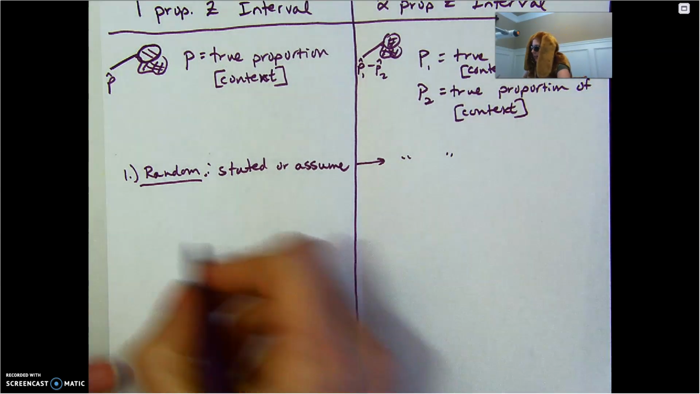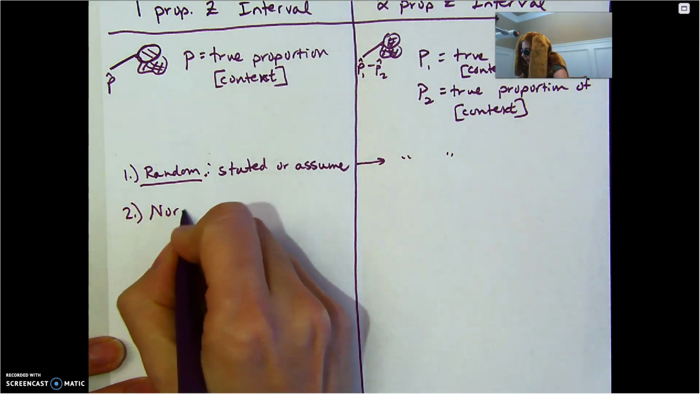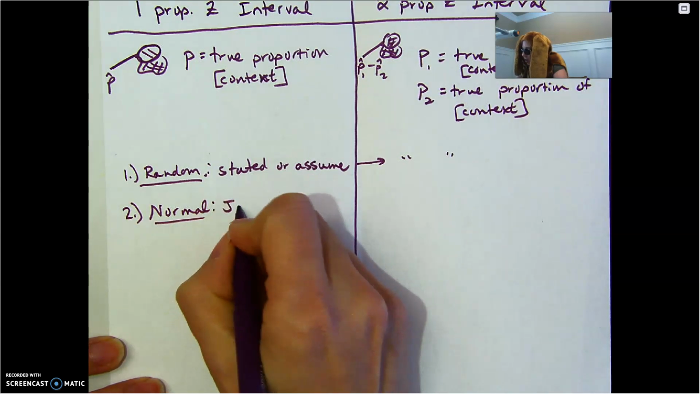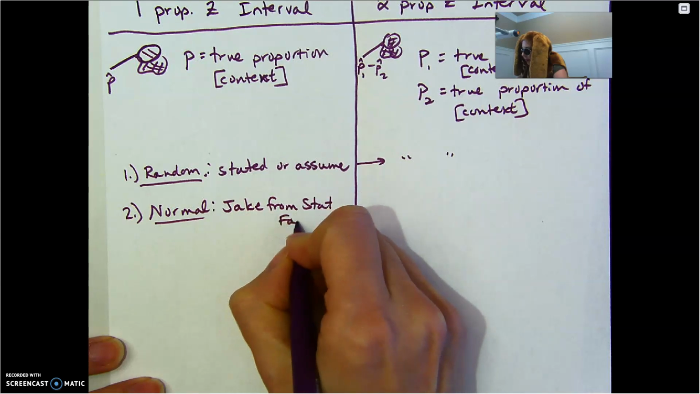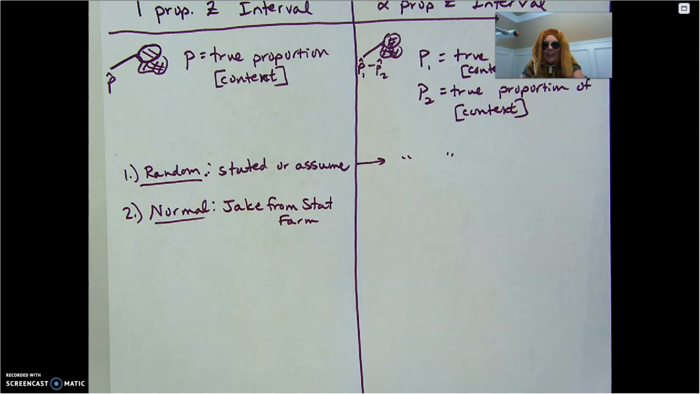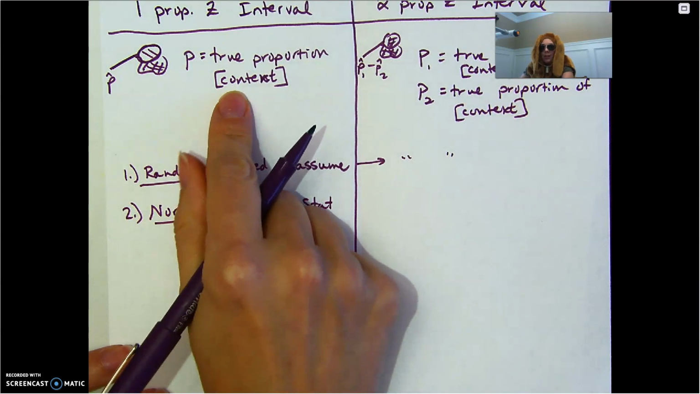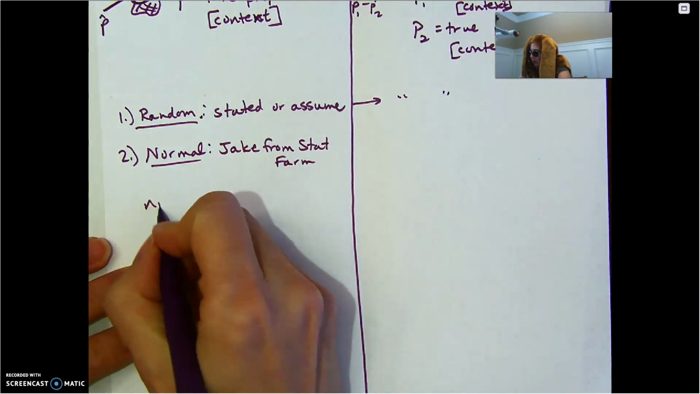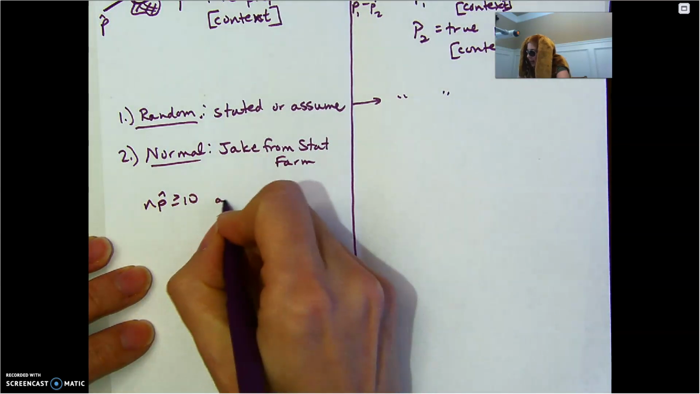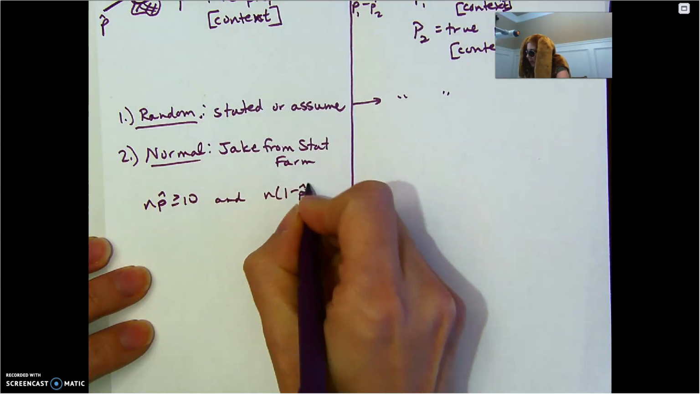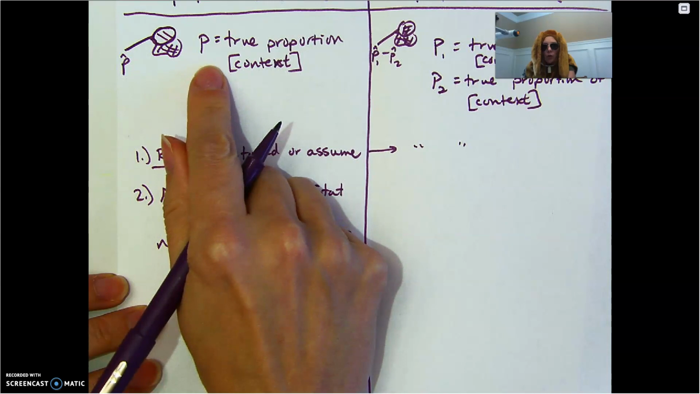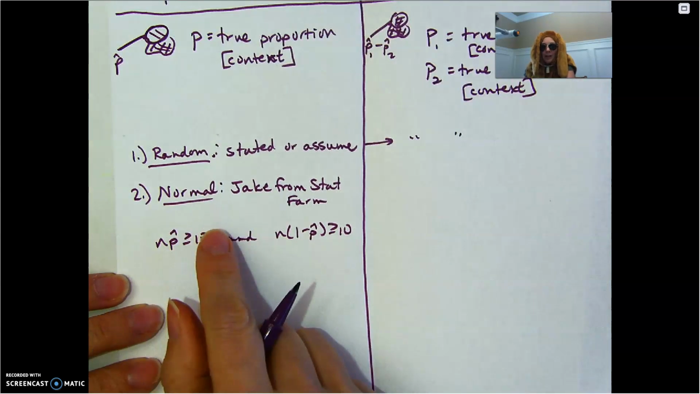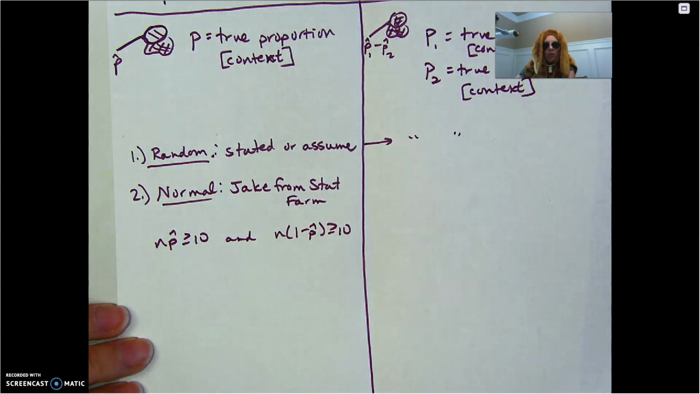So then the next thing that you gotta check is the normal. All right, Jake from Stat Farm. Jake from Stat Farm. I'm wearing khakis. You have to do the discount double check. So when it's a 1 single proportion, you just do what we've been doing: n p hat greater than or equal to 10, and n times 1 minus p hat greater than or equal to 10. Remember, we don't know what p is. We're trying to capture what the truth is. All we have is a sample p hat, so we have to use that sample p hat when we're running through our checks.